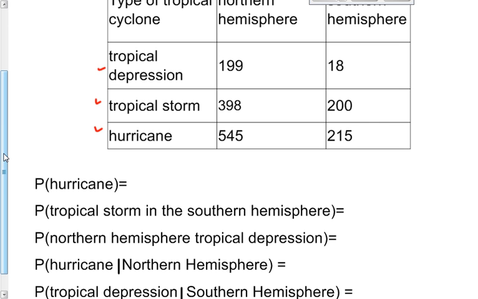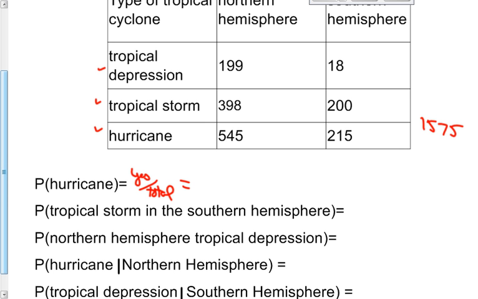So the first one we're going to do is just a basic probability. What's the probability that you're going to have just a basic hurricane? There's nothing that talks about two events going on or such that something already happened. So this is a basic yes over total question. In other words, how many hurricanes did we have out of our total amount of storms? So first thing you need to do is figure out, if you add all of these together, how many storms do we have total? Hopefully you came up with 1575.